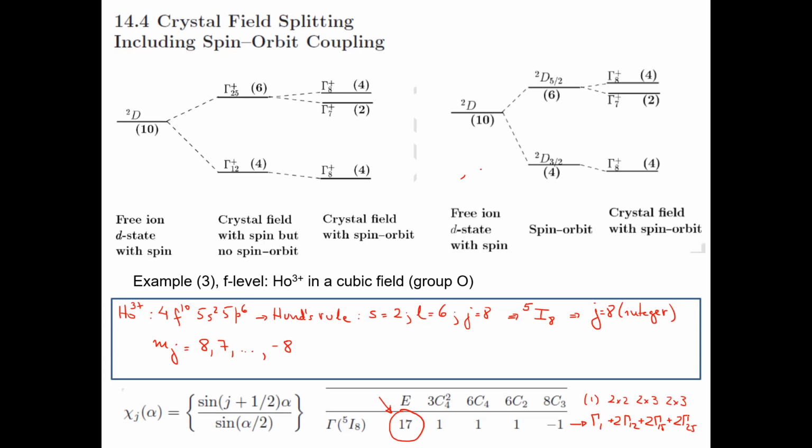So this right away tells us about the power of group theory in finding the splittings of such a complicated and highly degenerate energy level. Okay. So this is holmium 3 plus in a cubic environment. So let me do another example.